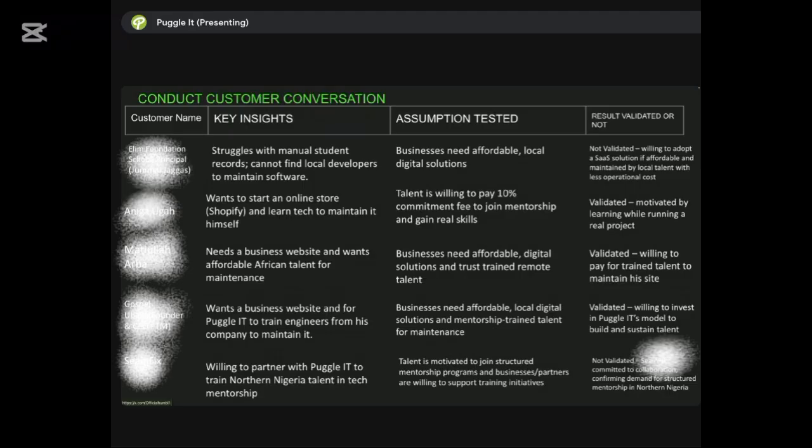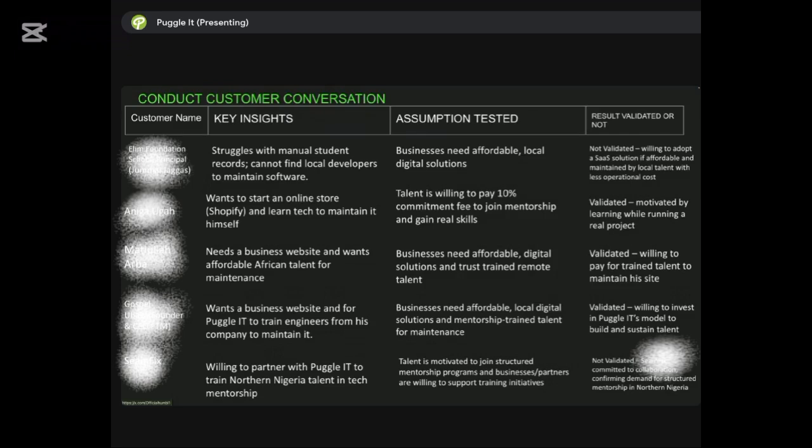Then the fourth customer wants a business website from Puggle IT and trained engineers for his company to maintain. He has not had that website. That was the insight we got. And they needed an affordable local digital solution and mentorship-trained talent for maintenance.